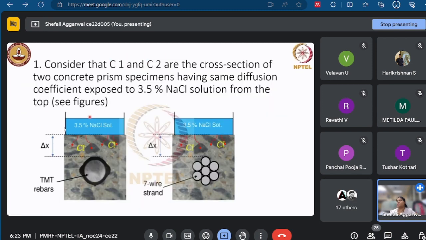So this is the first question. Consider that C1 and C2 are the cross sections of two concrete prism specimens having the same diffusion coefficient, exposed to 3.5% NaCl solution from the top. So we have two types of rebars. One is TMT rebar, and then we have pre-stressed rebar, 7-wire strand. Both have similar conditions, 3.5% NaCl solution, and the same cover depth.